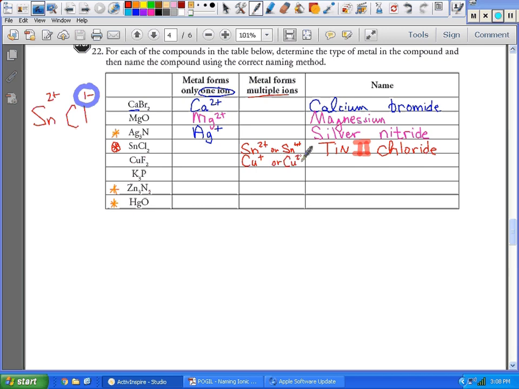So we know that it's going to be copper something. And then what's the second word, Johnny? Very good. Fluoride. Why is it not difluoride? It's ionic. Very good. And what do we not have in ionic compounds?